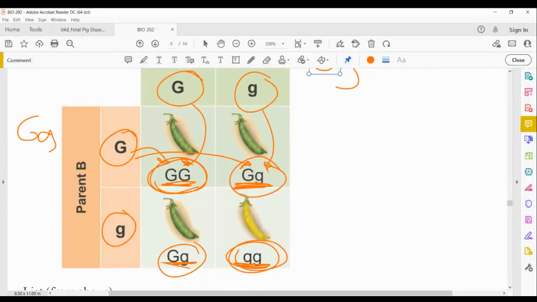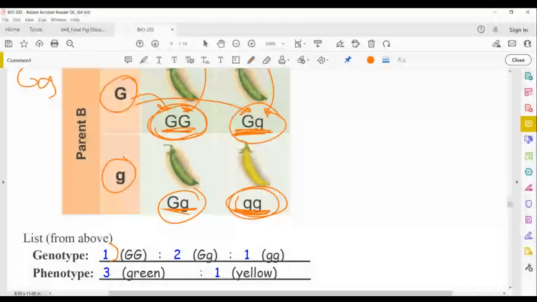So we can list that all out. For the homozygous dominant, we have a ratio of one, homozygous recessive one, and a ratio of two for the heterozygous. Of course, not every parent will have four children, but those are the odds of how likely it is that the offspring of these parents is going to have the genotypes that have been listed there.